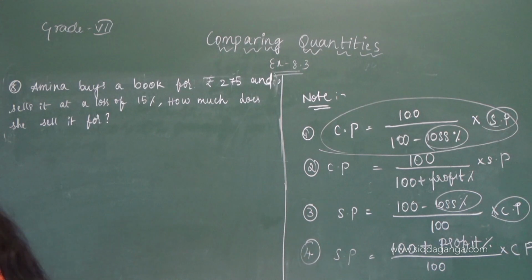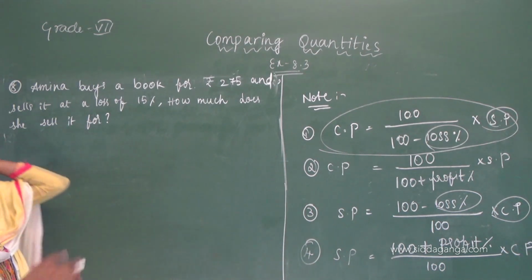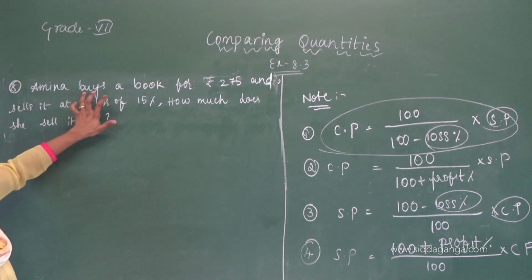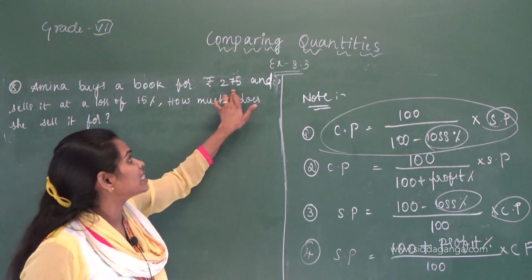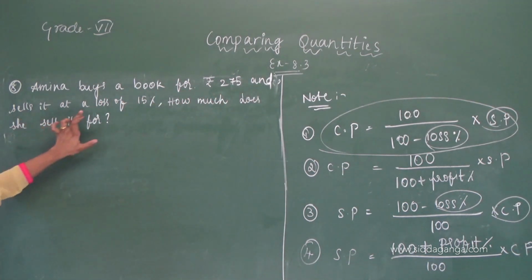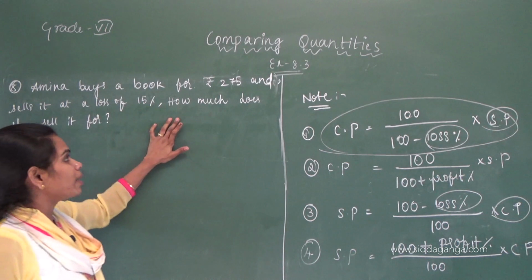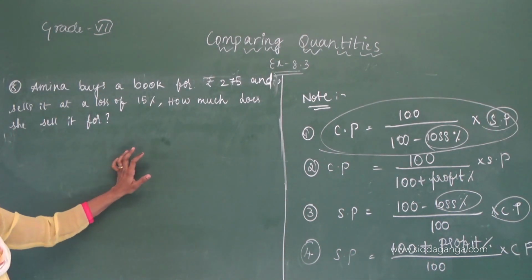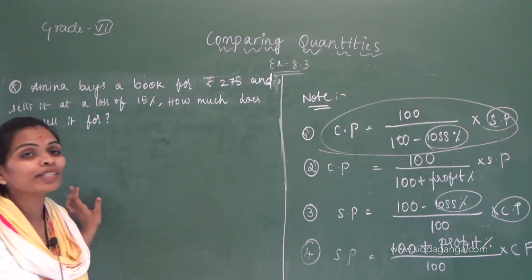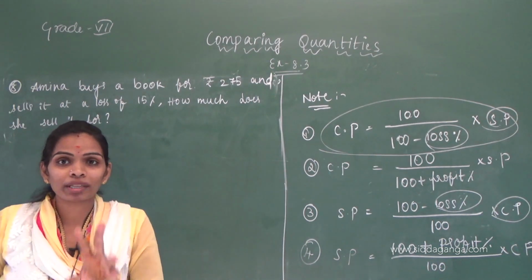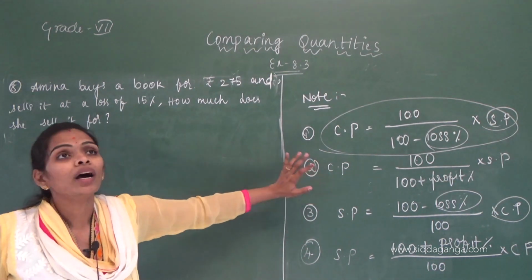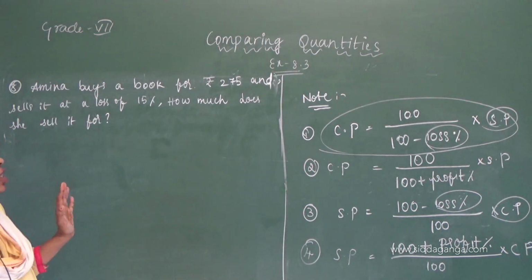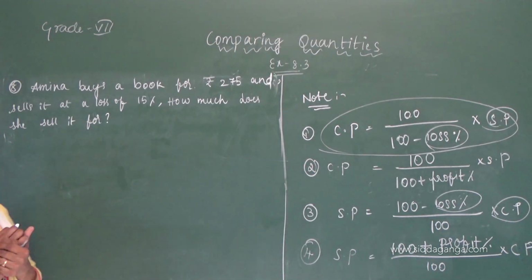Here what are they giving? Amina buys a book for rupees 275 and sells it at a loss of 15%. How much does she sell it for? This question can be solved in two ways. One is the general method and one is by following the formula. In this situation, which formula do we have to use? What do we have to find first?